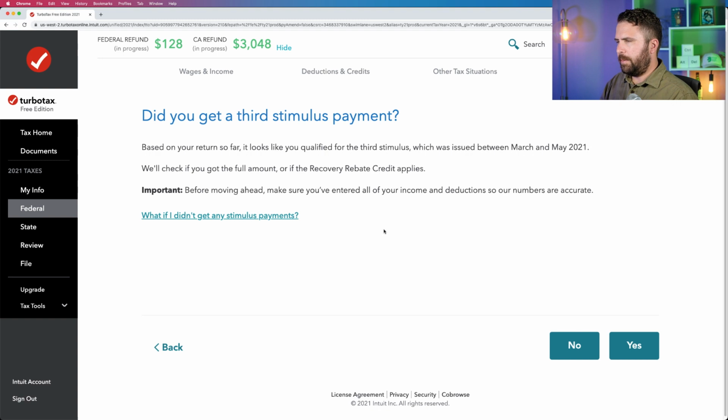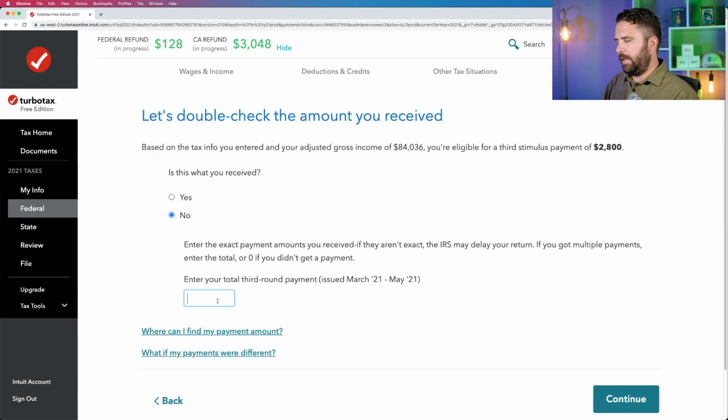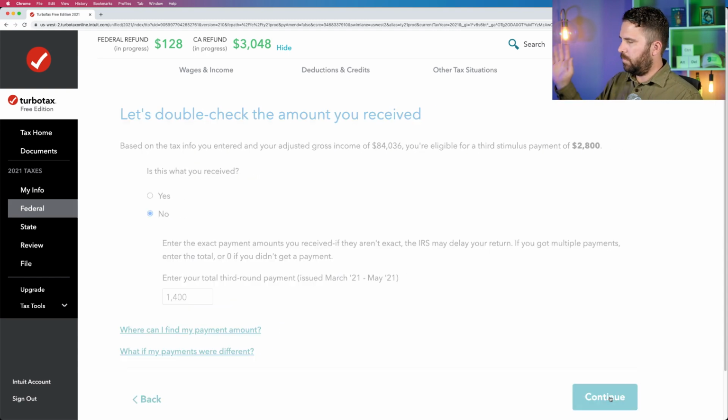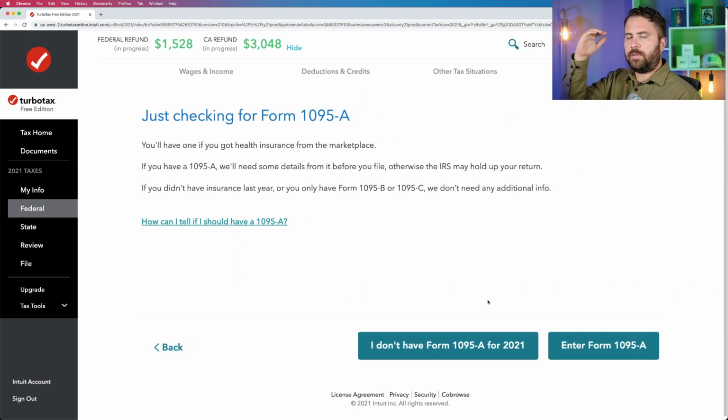Did you get a third stimulus payment? I'm going to say yes. I'm just going to assume he got the $1,400 for himself and $1,400 for his daughter, right? If not, then he would be able to claim the difference as a recovery rebate credit. Well, let's do that, actually. Let's say that he only got $1,400. For some reason, the government forgot about his daughter. So then he qualifies for the recovery rebate credit for the difference, right? For $1,400, the amount he should have gotten but didn't get in the third stimulus. He was eligible for 28. I said he only got 14, so his recovery rebate credit is 14. 28 minus 14. I'm going to say I don't have a 1095-A.